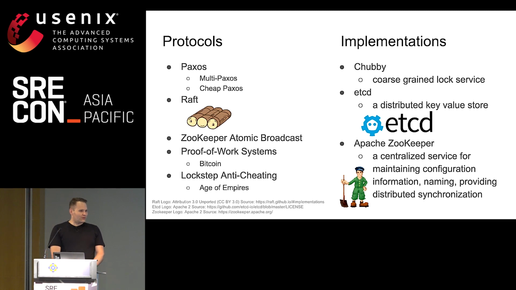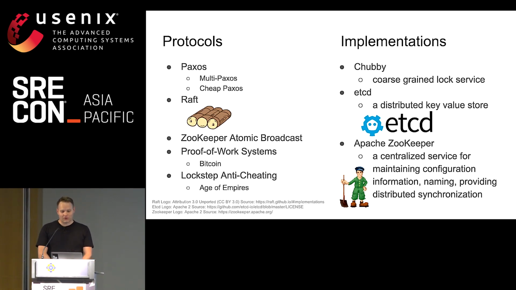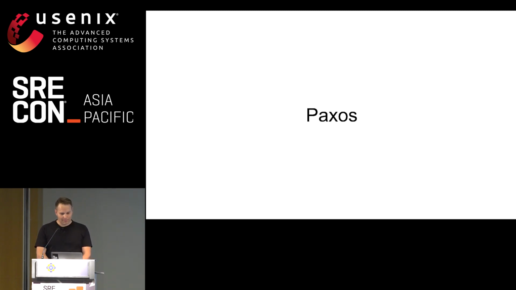You probably have seen a couple of the implementations already. etcd, for example, that is part of Kubernetes, is a distributed key-value store, or Apache Zookeeper. And some people maybe have heard of Chubby, which is a coarse-grained lock service that is internal to Google, but described in a public paper. Today, I'd like to go into Paxos. That is the only distributed consensus protocol I really looked deep into.